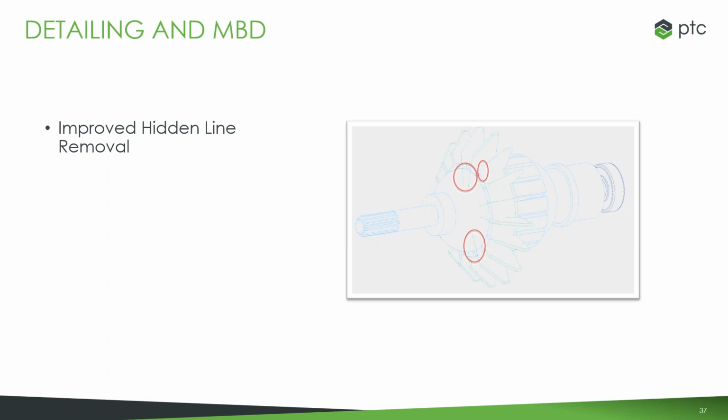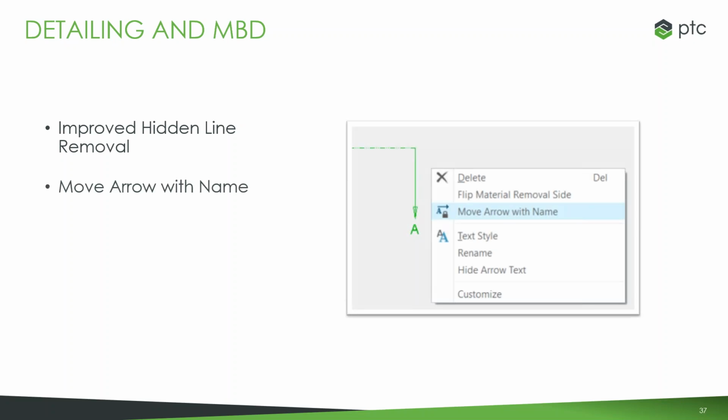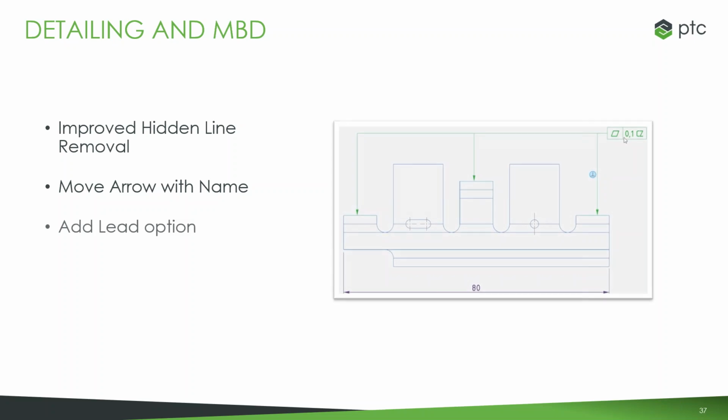Okay, next, improvements to removing hidden lines. If you have a view that you want to remove some of those hidden lines, that's something that's very easy to do now. We made improvements in that certain area. And here we can also move the arrow that we have associated with our annotations right with the name. So you can actually link the two, where whenever you move the name around, the arrow is going to follow. You can also delink those as well. So it's not going to be linked. You have options around that.